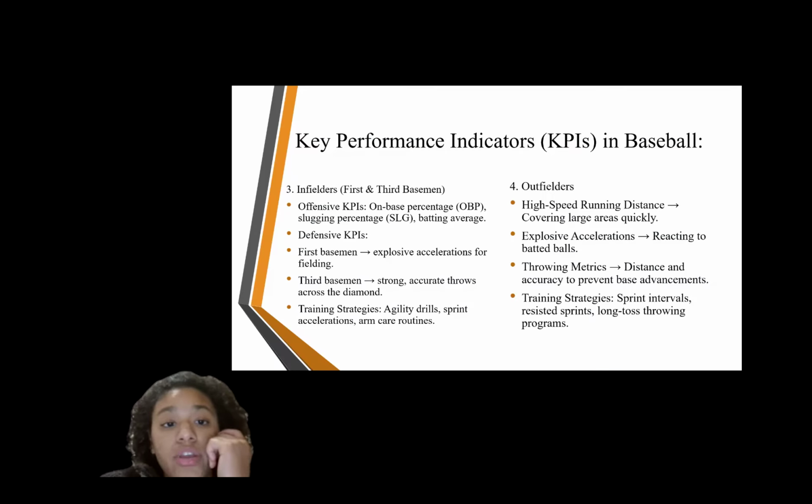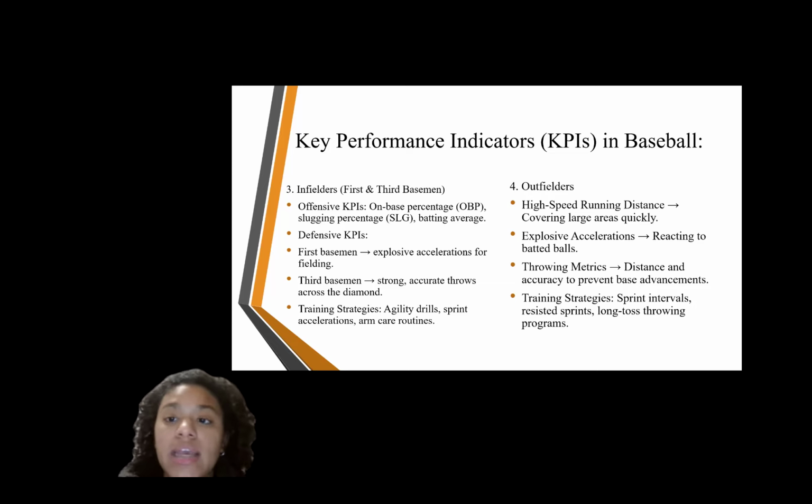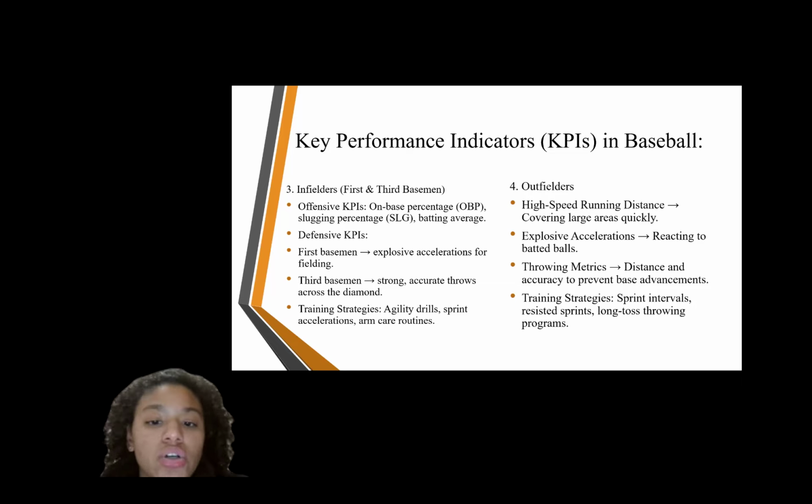Then we have other key performance indicators for infielders. For first and third basemen, we have offensive KPIs, so on-base percentage, slugging percentage, and batting average, as well as defensive KPIs. First basemen have explosive accelerations for fielding, while third basemen have strong, accurate throws across the diamond. So constantly they're always scanning to make sure everyone is in the right position. And then the training strategies would be agility drills, sprint accelerations, and arm care routines.